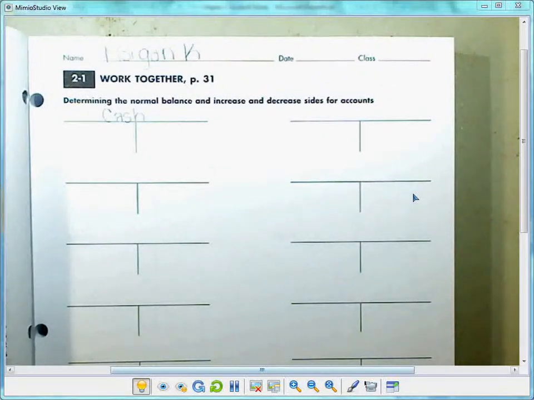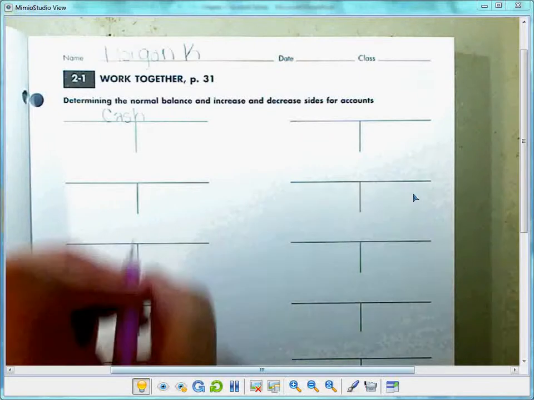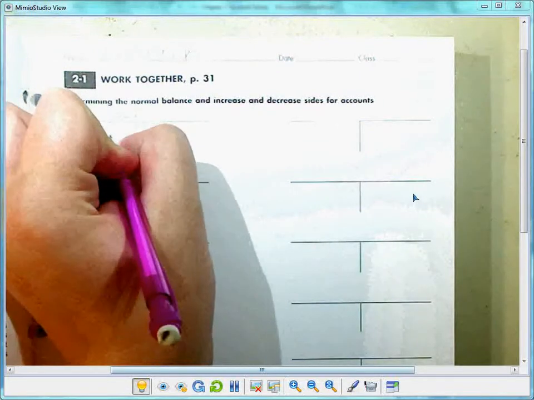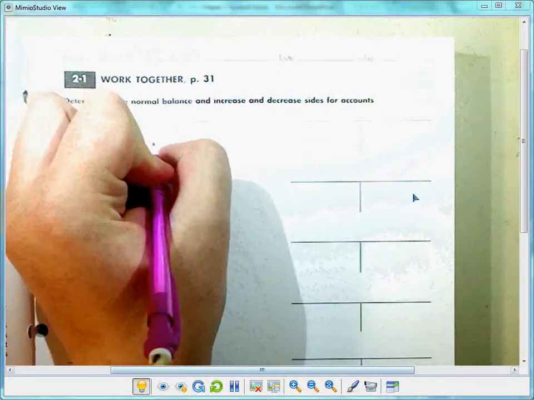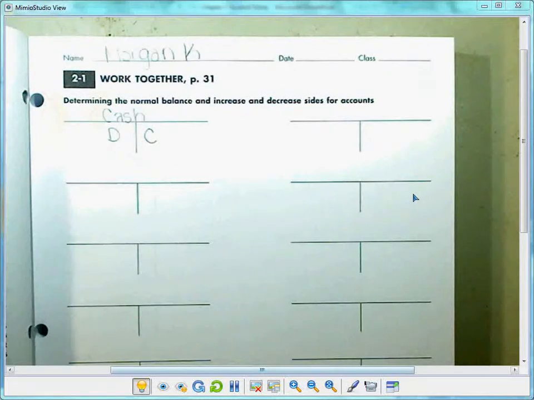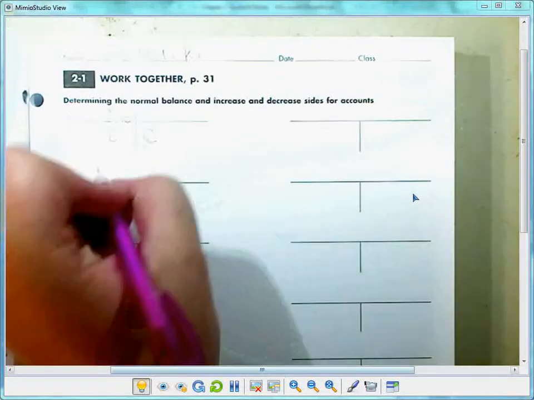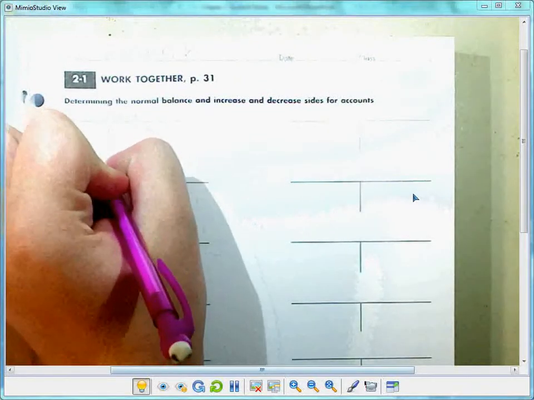And the first thing it said was label the debit and credit parts. You can just do a D and a C, but so what side is our D? Left. So our right is the C. What's our normal balance for cash? Debit or credit? Debit. So right normal balance or NB, whatever you would do to remember.